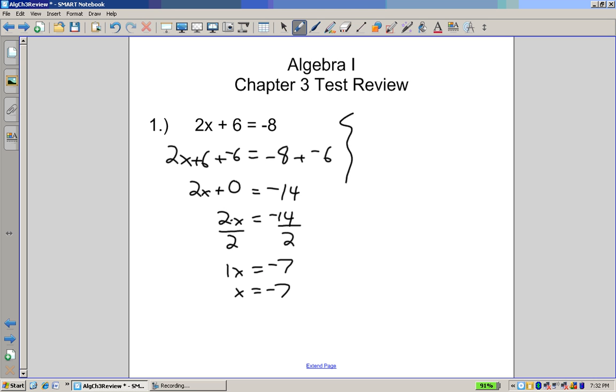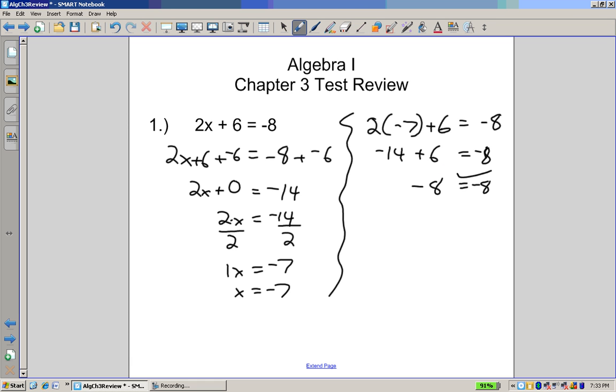Now again, it's always a good idea to go back through and check to make sure that you've gotten the right answer. We're going to plug in where that x is. Plug in a -7. Again, this isn't absolutely necessary on the test, but it's a good idea. I would do this after I had finished the test. When I have some extra time, go back through and check those that I haven't worked. You notice -8 equals -8. That's good, and moving on.